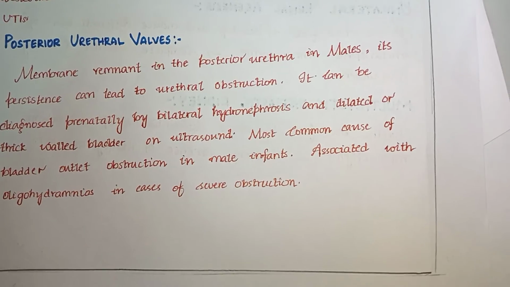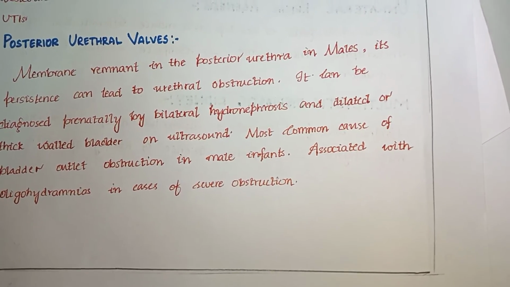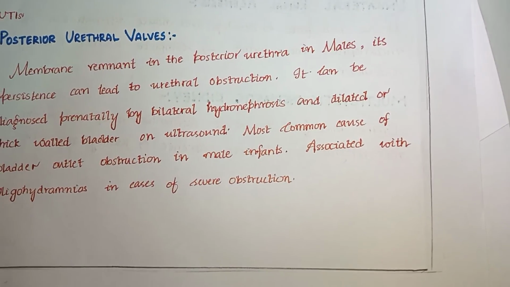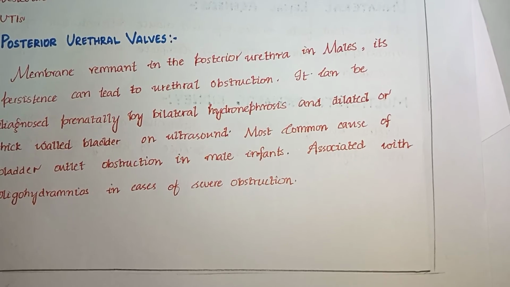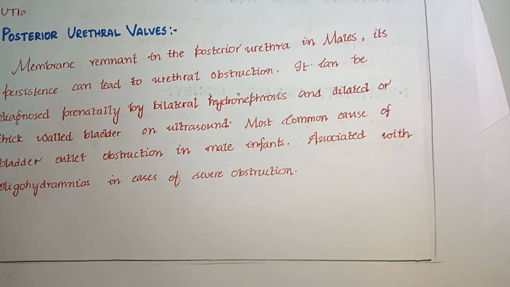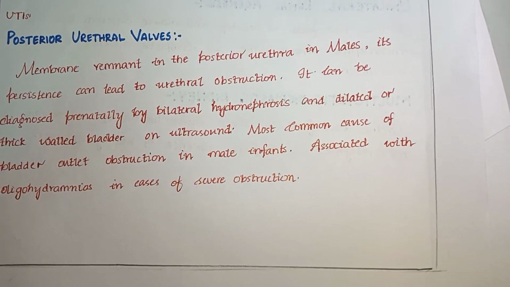The difference between the normal kidney and posterior urethral valves is that posterior urethral valves consist of hydronephrosis, dilated ureter, urinary reflux, distended bladder, and urethra obstructed by the posterior urethral membrane.